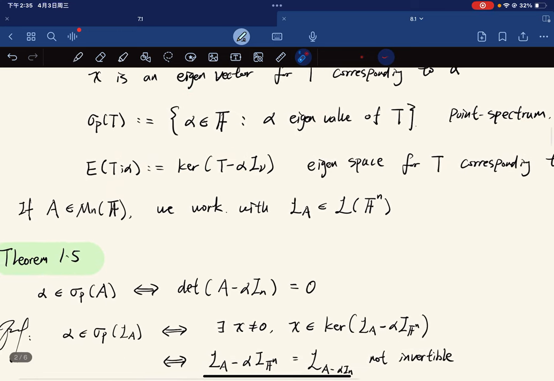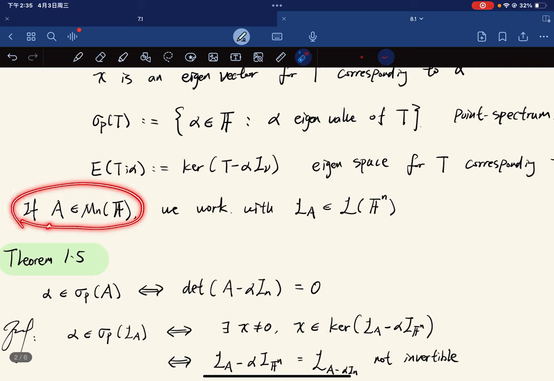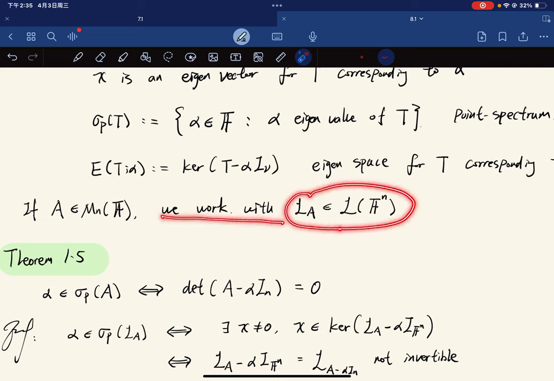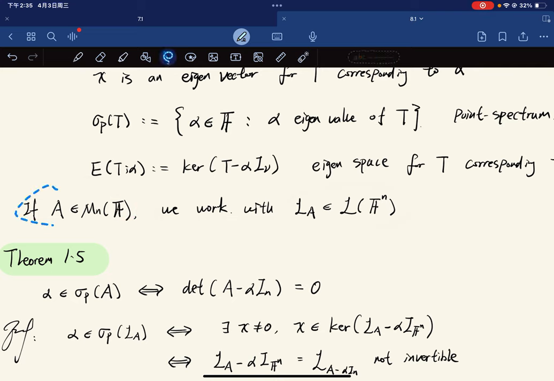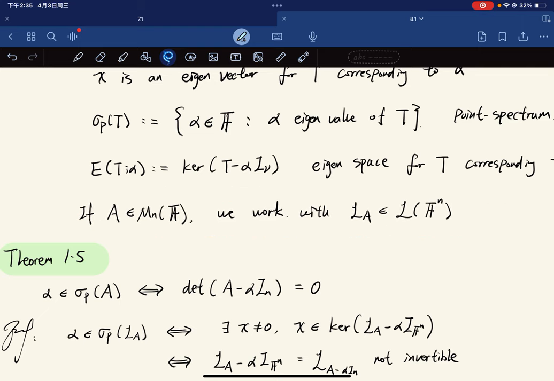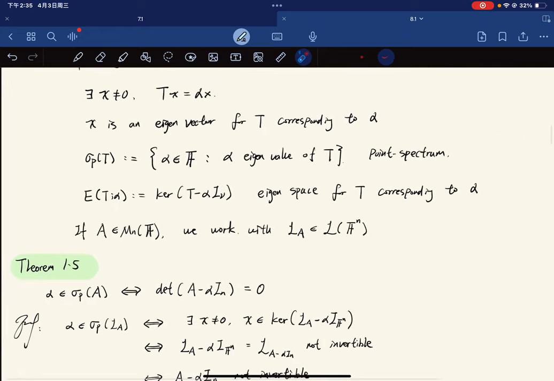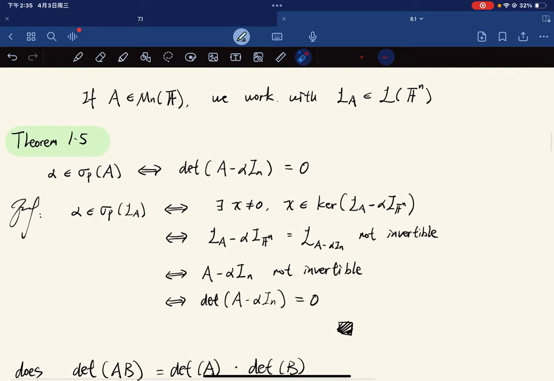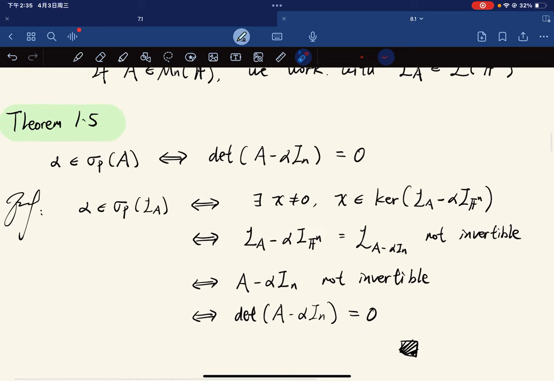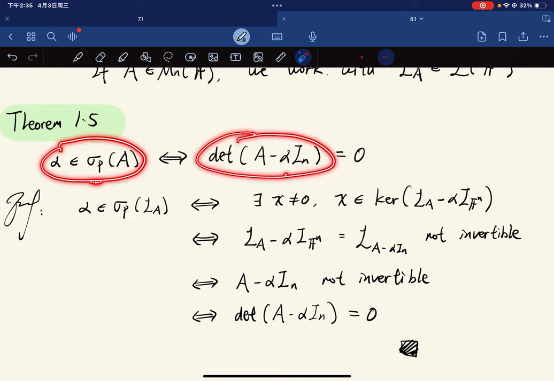And now if A is a matrix, we work with the left multiplication operator, right? So we can define similar notions. We can define the point spectrum of a matrix, the eigenvectors and eigenspaces, and things like that. Here's a theorem. The theorem states that alpha is in the point spectrum if and only if the determinant of this matrix is equal to zero.